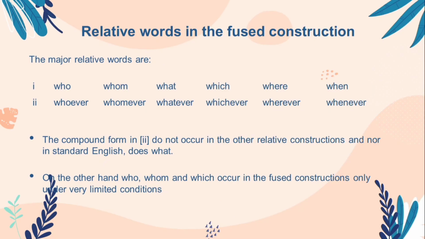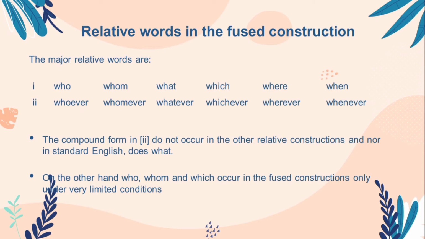Okay, for the next material, that is relative words in the fused construction. The major relative words that occur in this construction are as follows. In the first bar, there are who, referring to people or when we want to know the person. And the next is whom.